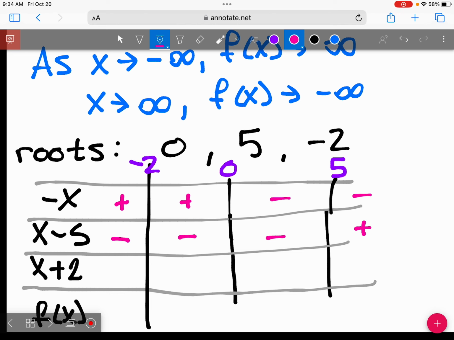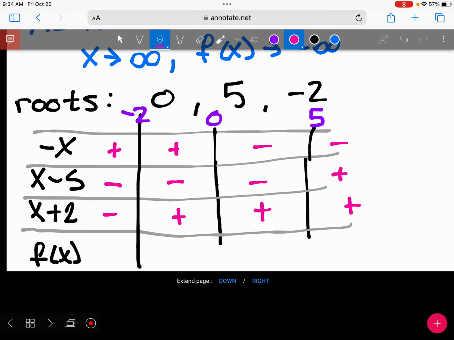Same thing for x plus 2. If it's smaller than negative 2, is it positive or negative? Negative. If it's between negative 2 and 0, positive or negative? So think about negative 1, which is between 0 and negative 2, right? Negative 1 plus 2 is positive. So when in doubt, pick a number and substitute it in your head. Okay, if it's between 0 and 5, positive. And bigger than 5, positive.